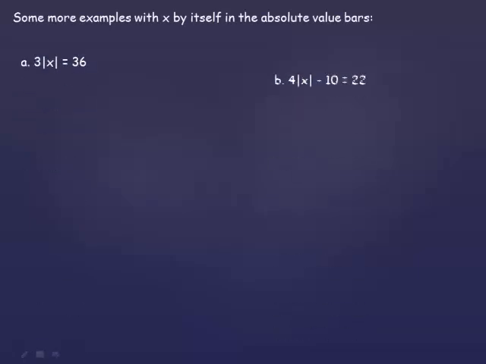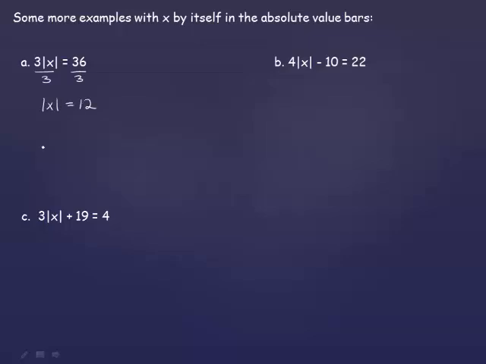So here are some more examples. First I have 3 times the absolute value of x, so I'm going to need to divide both sides by 3 to get that the absolute value of x is equal to 12. That would mean that x is equal to 12 or negative 12. Here I have multiplication and subtraction. So I'm going to add 10 to both sides, and I get 4 times the absolute value of x is equal to 32. Then I divide both sides by 4, just as if this was an x by itself. I get the absolute value of x is equal to 8, and that tells me that x is equal to 8 or negative 8.